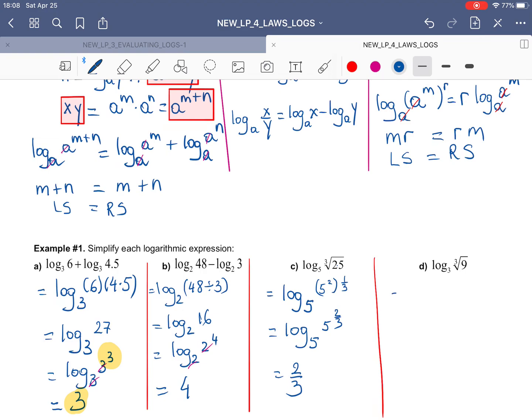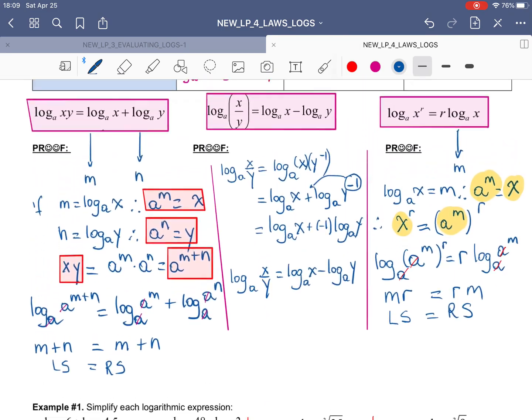So the next question is log with base 3 of 9 to the power 1/3. I'm going to go the longer way a little bit here. It's the same way, but I'm just trying to show how I'm using the power law. So the 1 over 3 that is in the exponent here can come to the front. And that's 1/3 log with base 3 of 3 squared. And that's where we get 2/3.